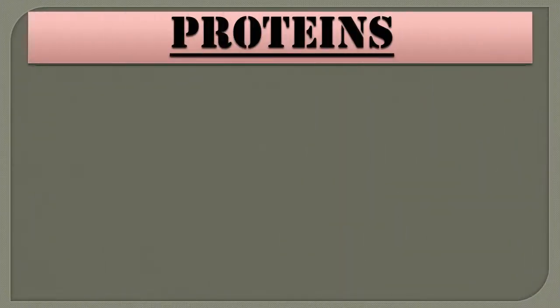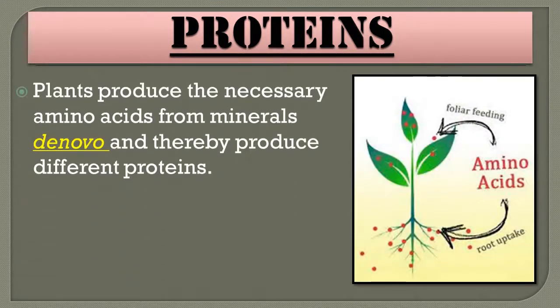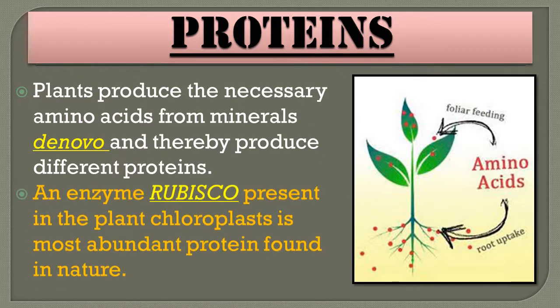Okay, now next, plants. Here plants produce the necessary amino acids from minerals de novo and thereby produce the different proteins. And an enzyme, rubisco, present in the plant chloroplast, is the most abundant protein found in nature. Chloroplast is responsible for the process of photosynthesis because it contains the pigment chlorophyll. So rubisco is the most abundant protein found in plants.